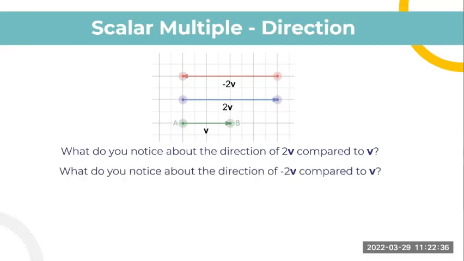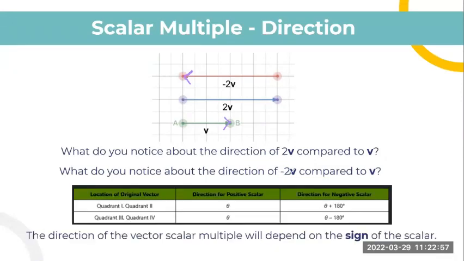What about direction of -2v compared to our original vector v? Right, they're the complete opposite direction. We've gone from 0 degrees. Now this is pointing at 180 degrees. So conceptually, we already understood this, but when you have a negative, it is just going to flip your direction into the exact opposite direction.